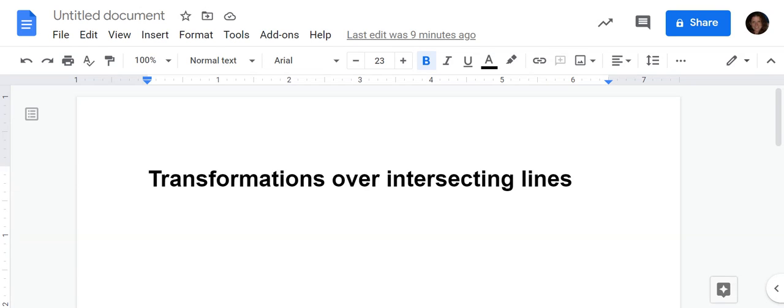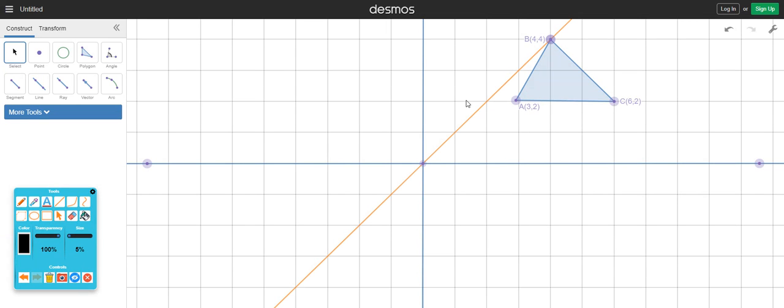We're going to do transformations over intersecting lines. And if you've watched my previous video, I did one of these. So we're going to look at Desmos. And right here, we've got a triangle again. We've got some lines. And what we're going to do is reflect over y equals x first.